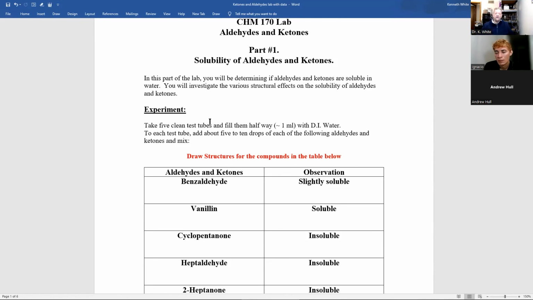We bought them a number of years ago, about 7 or 8 years ago, and we use those. What you'll do is let it sit for a little while, and look: is it homogeneous, the same throughout, or are there two layers? If there are two layers, it's insoluble. If there's one layer, homogeneous, it's soluble.